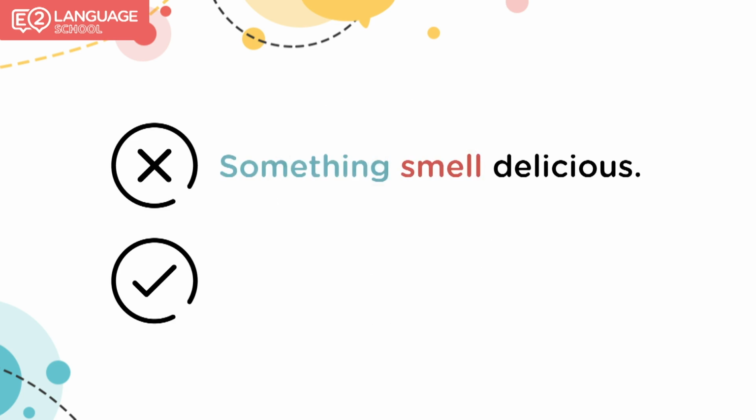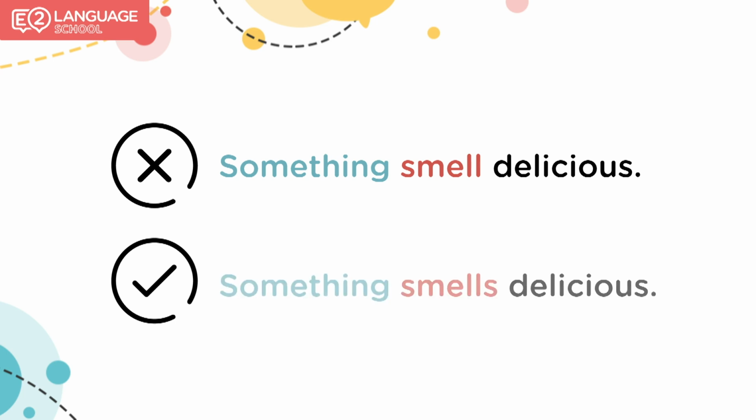Okay, this is an incorrect sentence. Something smell delicious. We need to say something smells delicious. So this is the he, she, it form. He smells, she smells, it smells delicious.